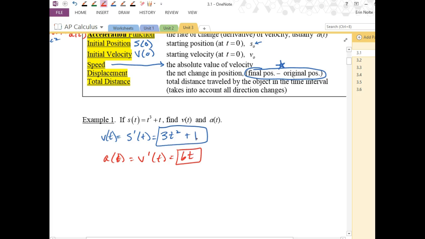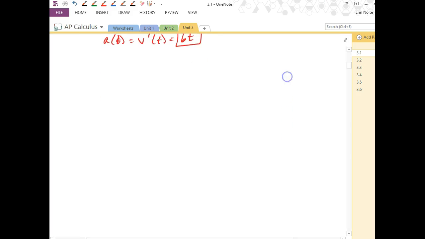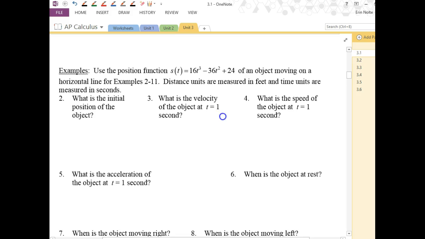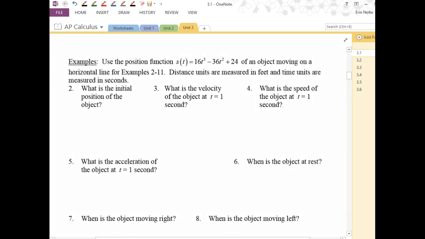So notice unless they give us an amount of time to plug in, we come up with some kind of a function to represent that. Okay, so this next example gives us something a little bit more specific. This is a position of some object that is moving on a horizontal line. So we're thinking left and right line. If we go to the right, that's positive, and if we go to the left, that'll be a negative direction.